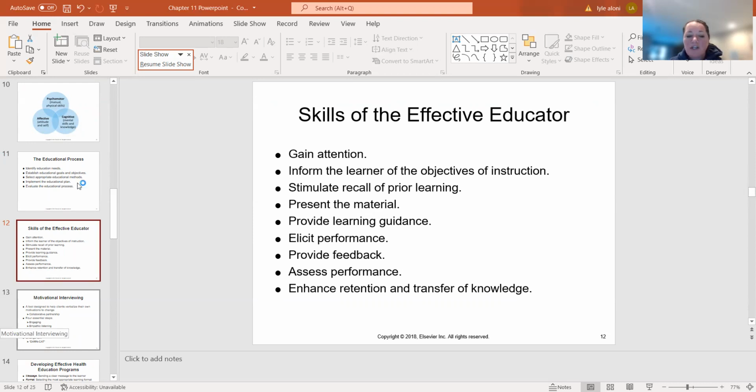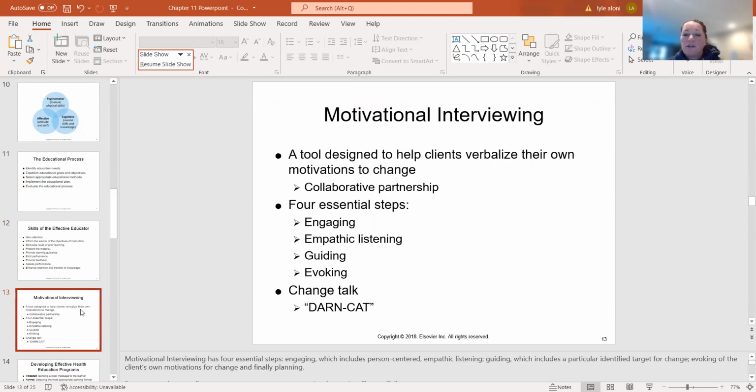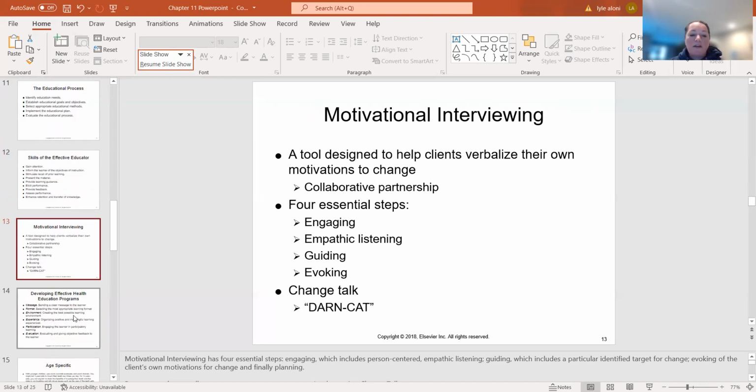That's going to take us from education into motivational interviewing. What this helps you do is figure out what the patient knows and what we are going to do with our information, and are they going to want to change based on what we're teaching them? We have our four steps: engaging, which is making sure it's patient-centered; empathetic listening; guiding, which includes a particular identified target that we're going to look at for changing; and evoking the client's motivation.